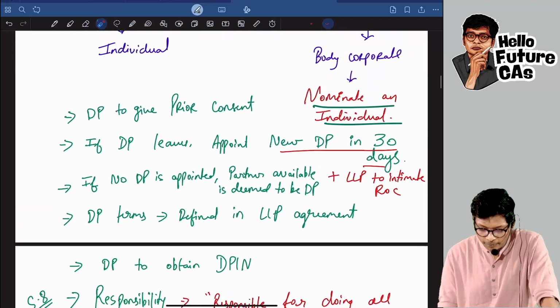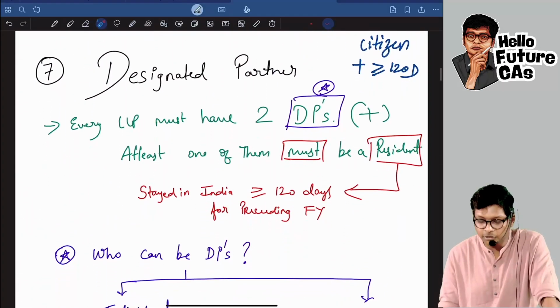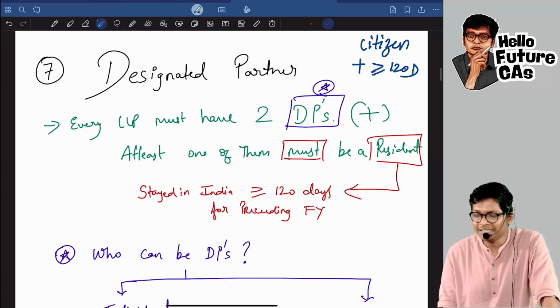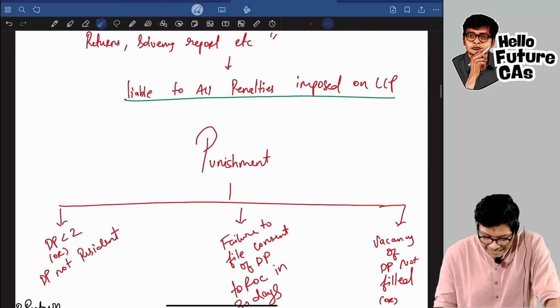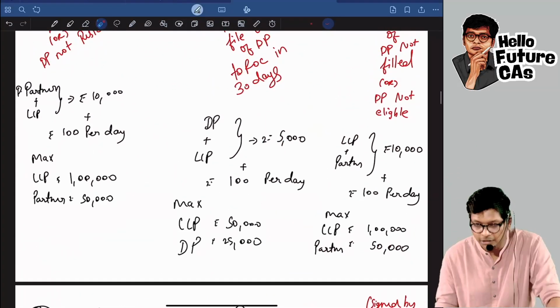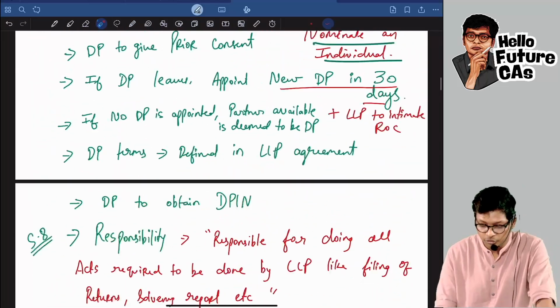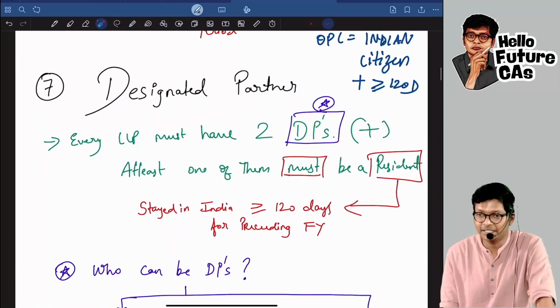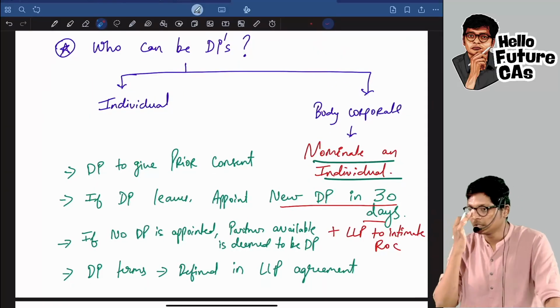Now some more points with respect to designated partners. We are still in concept 7. Study matter on designated partners goes until 2 sides, if I remember. I am just closing everything with respect to DPs over here itself. Are you all with me, guys? In one set. So DP is concept number 7. That's it. In the study matter also, DP is sections 7, 8, 9. We are going to finish all of that.